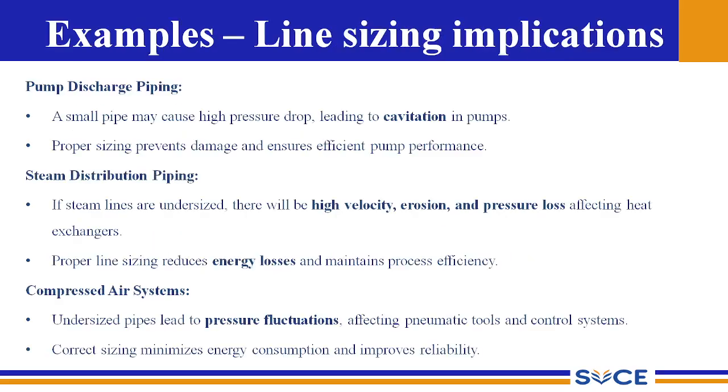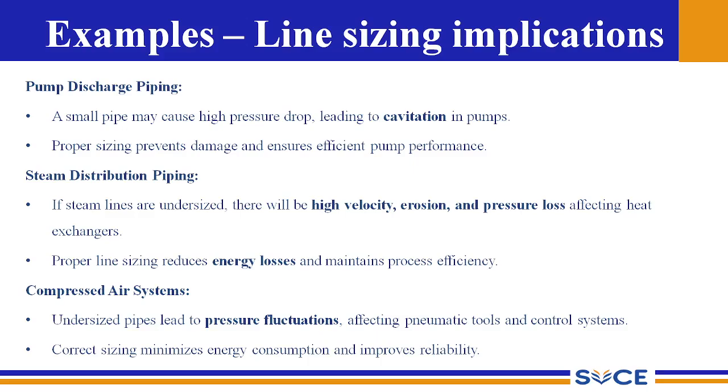A few examples of line sizing implications. First is an example of pump discharge. If you have a very small pipe, it can cause high pressure drop. When high pressure drop is present in the smaller pipeline, it can lead to cavitation in the pumps. Cavitation in the pumps is a very problematic issue which will affect the pump casing. The micro bubbles will hit the impellers and the interior casing, which can lead to damage of the pumps. So if you properly size a pipeline by considering the NPSH requirements, it will ensure efficient pump performance.